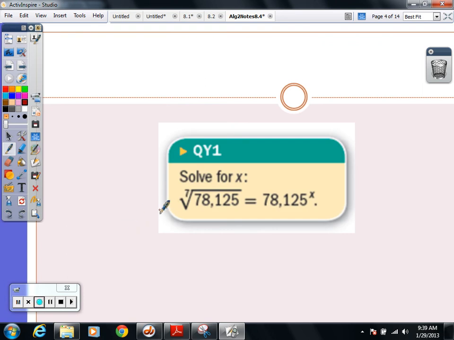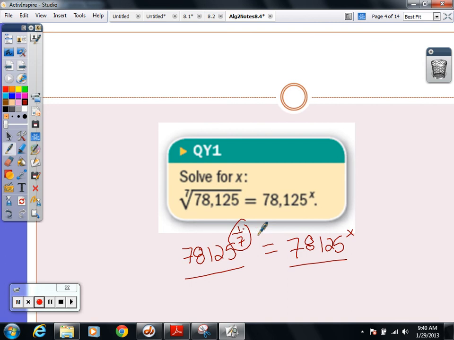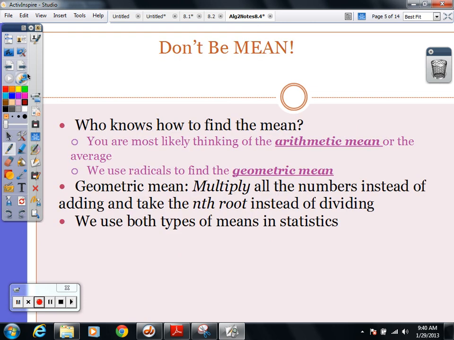Okay, so let's solve for x here. Well, here's the root. We are going to rewrite it as an exponent. How would I rewrite it? I'd put it to the 1/7 power, and I now know that if the bases are the same, then the exponents have to be equal to keep this equal sign's value. So x in this case will have to be 1/7. That should make sense. Okay, let's look at a couple more things.